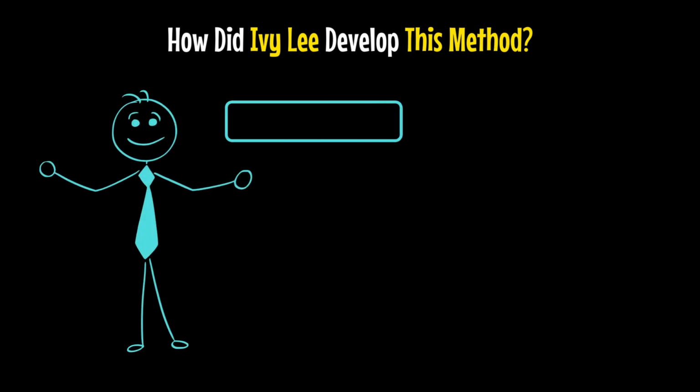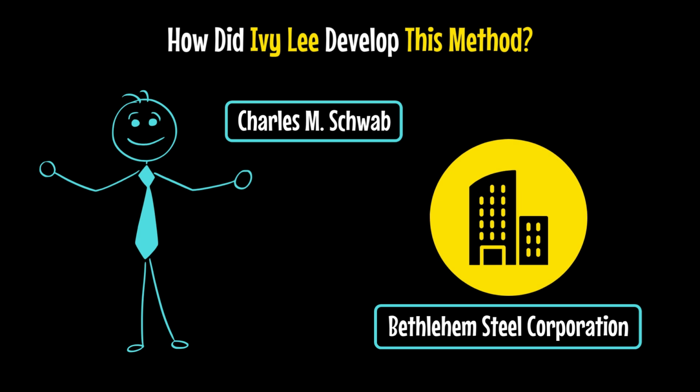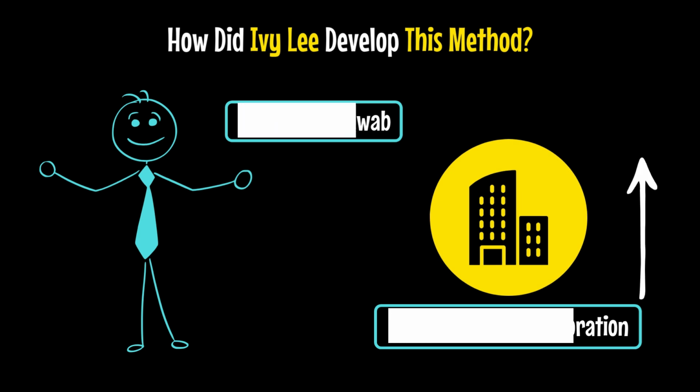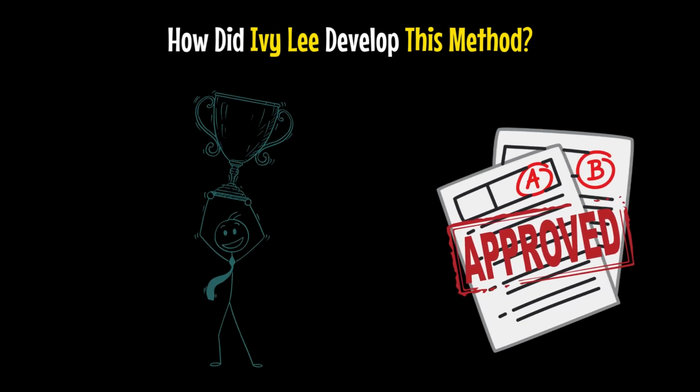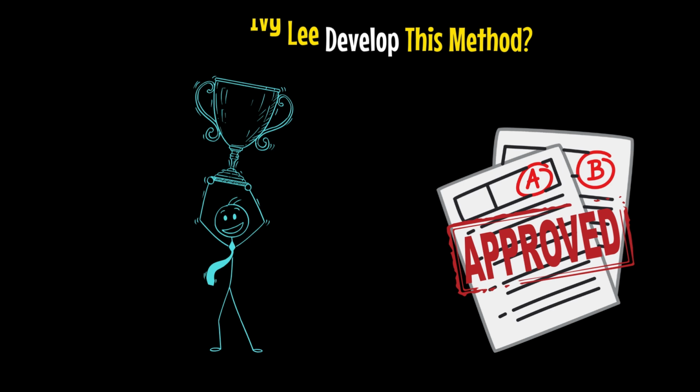The method gained prominence when Lee was hired by Charles M. Schwab, the president of Bethlehem Steel Corporation, to improve company efficiency. After testing Lee's approach, Schwab and his executives found it so valuable that they rewarded him handsomely for his advice.